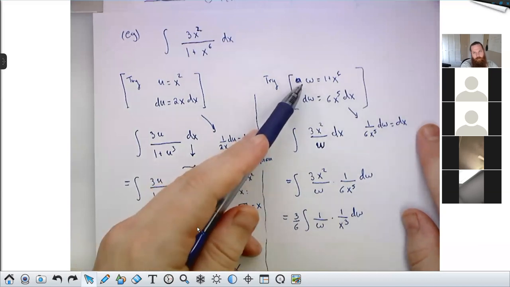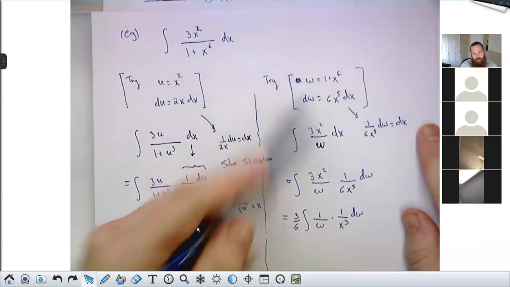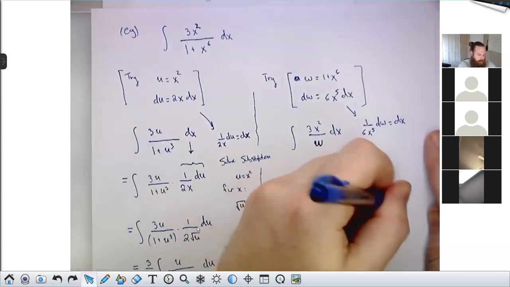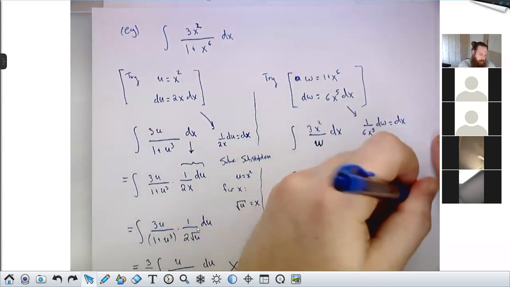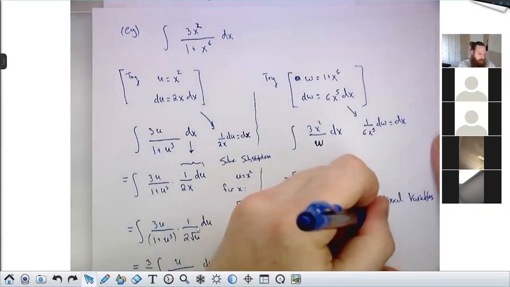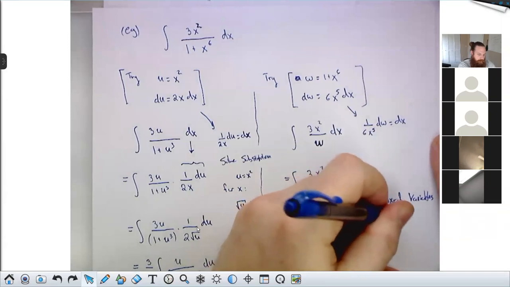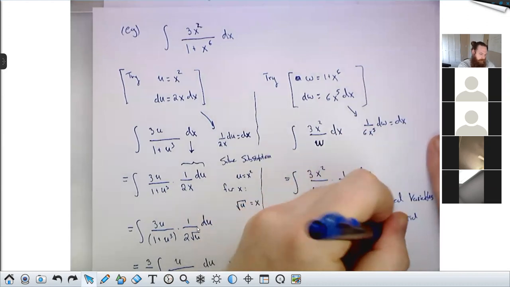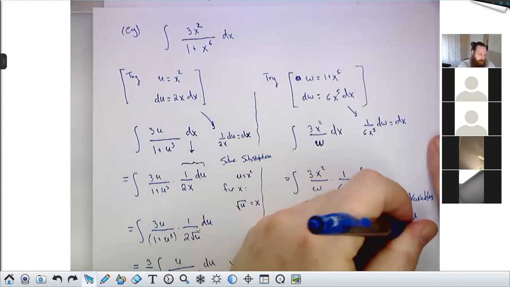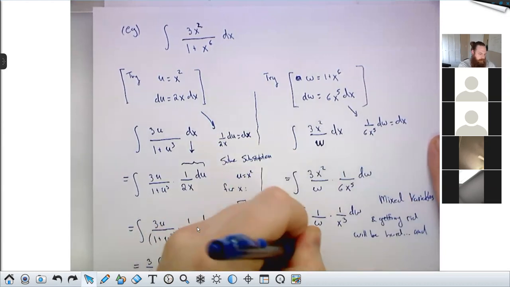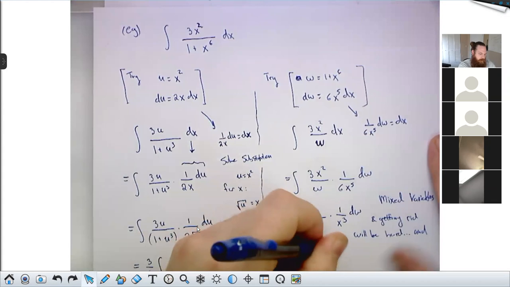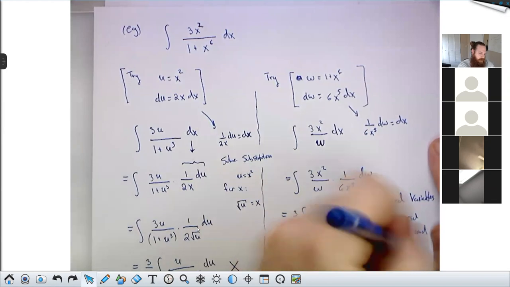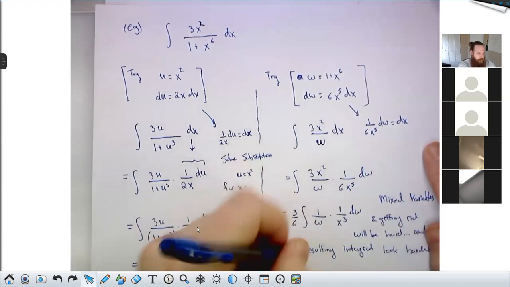You could come back here and solve this equation for x and then cube that and put that in here. But we've got the same problem here. We've got mixed variables. And getting rid of them will be hard. And if we did it, the resulting integral looks harder than the original.